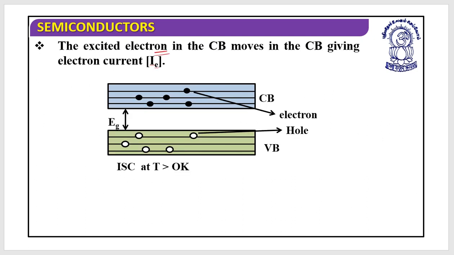So the excited electron, as you can see, all the electrons were lying over here at 0K, and when we increase the temperature, these electrons have jumped to this. As these electrons have jumped, they have created a vacancy, or we can say a deficiency of electrons, and that is what we call the hole. So this is the conduction band, this is the valence band, and this is the intrinsic semiconductor at a temperature greater than 0 Kelvin.